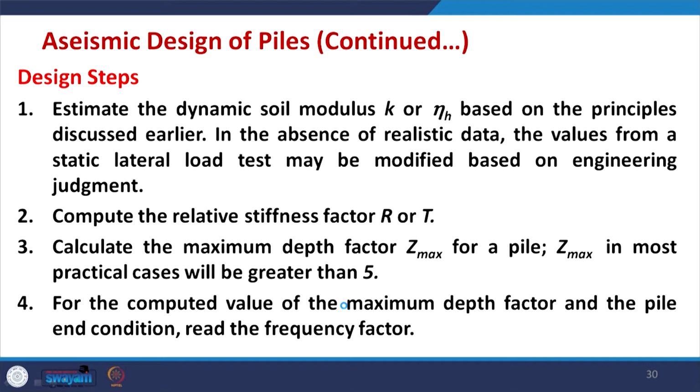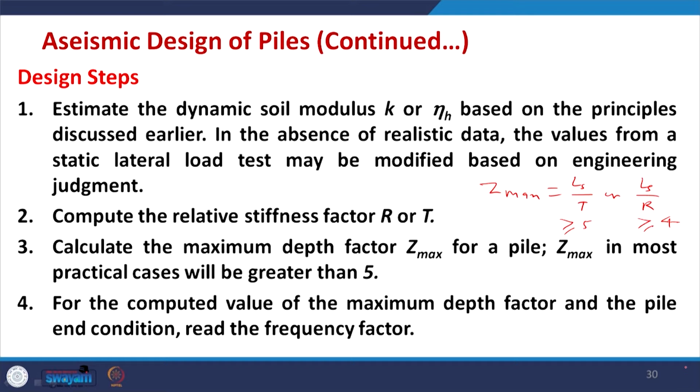for a pile. Z max in most cases will be more than 5. You may be aware that Z max is Ls, the length of the pile, divided by T, or it can be Ls by R. When you consider the first one, Ls by T, it should be greater than 5, while in the other case it should be greater than 4. But normally you get more than 5 in all the cases, so that should not be a problem, because it is a long pile and can qualify as a long pile.